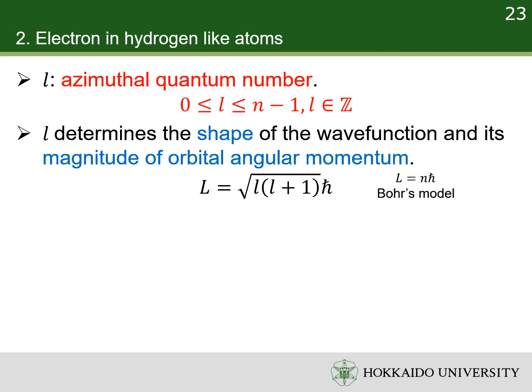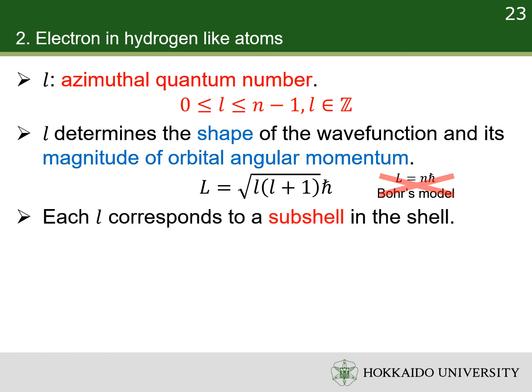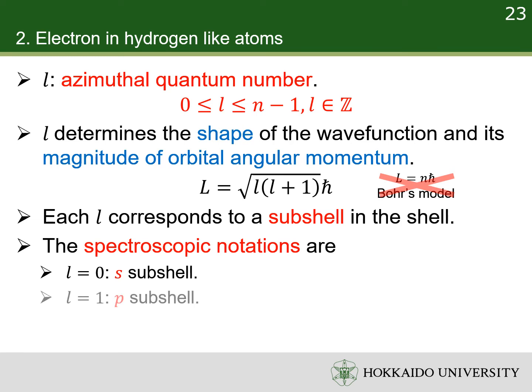You can find that the expression of angular momentum is different from Bohr model. Experiments have proved that this expression is correct, while Bohr expression is wrong. That is why Bohr model is called old quantum theory, even if it gives the correct energies. In a shell, each azimuthal quantum number corresponds to a subshell. The subshells have their spectroscopic notations. The subshells whose azimuthal quantum number are 0, 1, 2, 3 are s, p, d and f subshells respectively.